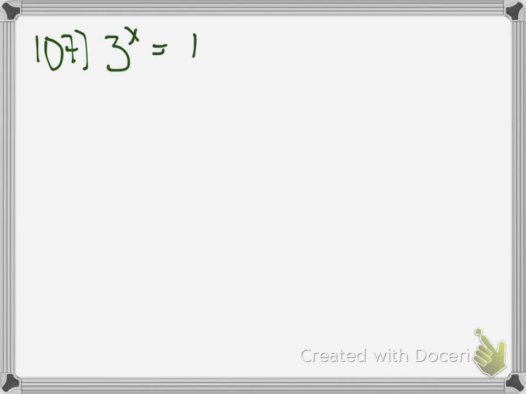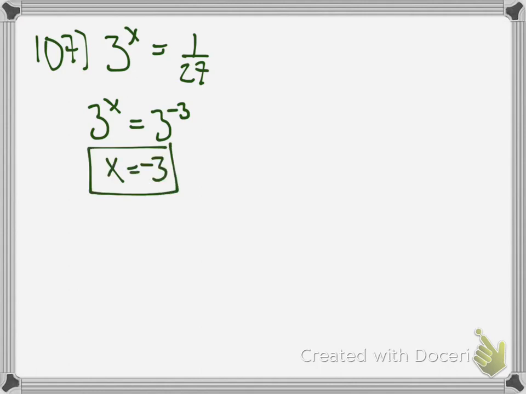Okay, 107, same thing. You would find on your, again, this is an exponent table that you can have on your note sheet. 1 over 27 is 3 to the negative 3 power. So then I can just say x is equal to negative 3 because I can drop the big 3's and I'm done. Ooh, I like 107. 107 is a great problem. Great problem for the test.